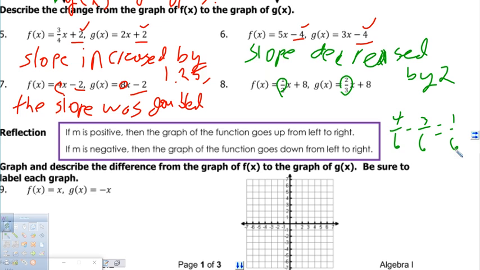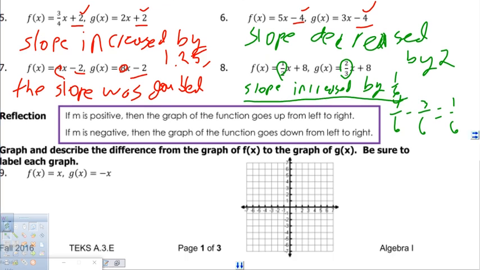So we could just say that slope increased by 1/6. And that's it. Okay?